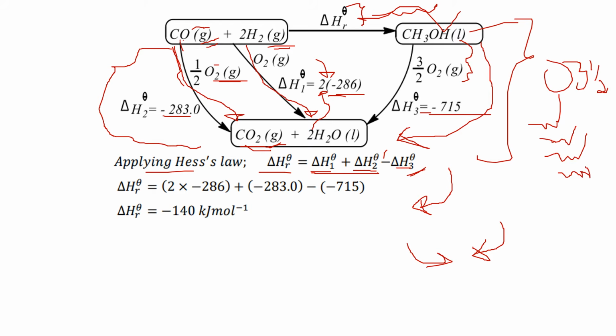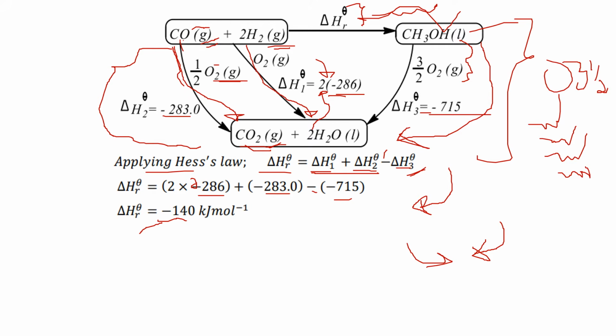So I'm going to have 2 multiplied by negative 286. I say that including the signs is very crucial because it indicates to the examiner that you are dealing with energy changes. Then plus negative 283, and then minus negative 715. And putting everything in the calculator, you're going to end up with your standard enthalpy of reaction or formation of methanol to be negative 140 kilojoules per mole.